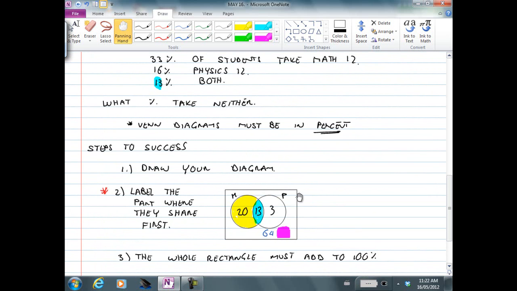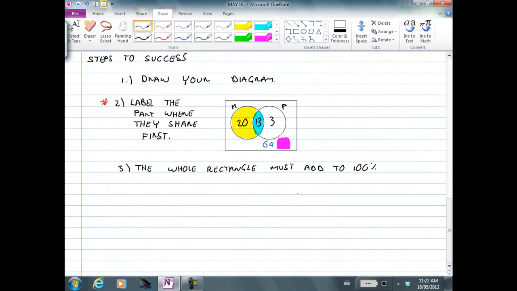Really, the answer is 64%. So P(neither) equals 64%. Why? Because out here is called the neither region. What if I ask you this? Probability of only math. 20%. Straightforward, no tricks.